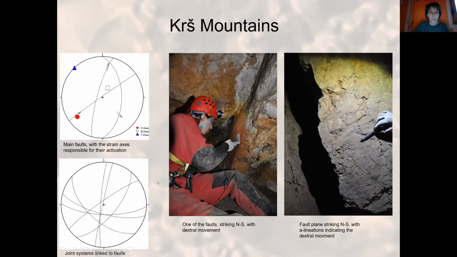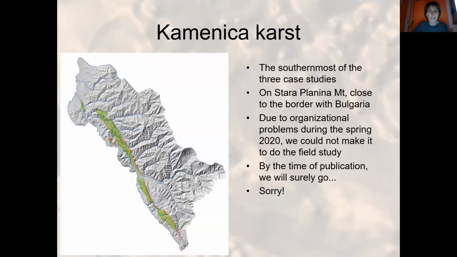And finally, the third example, which is Kamenica karst close to the Bulgarian border, I have to deeply apologize because it was supposed to be the southernmost of these case studies, but due to some organizational problems during the last spring, we couldn't make it to do the field study.